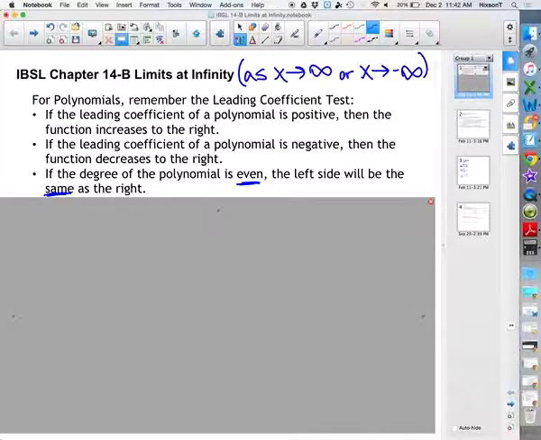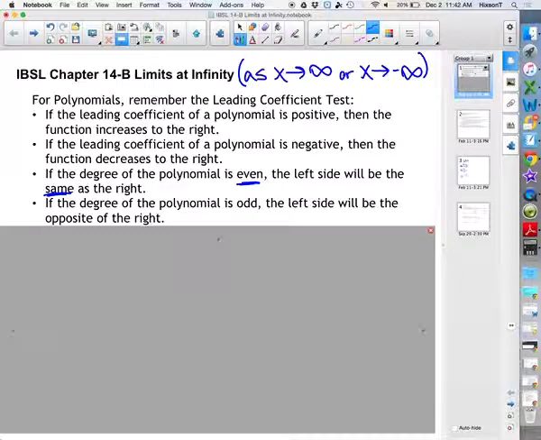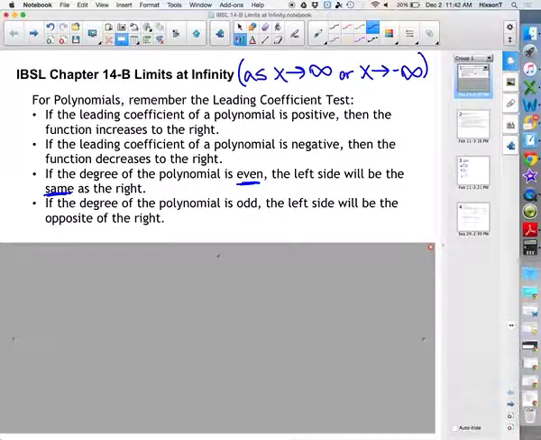Alright, so the left side will be the same as the right. If the degree is odd, things are a little odd, a little different, right? So the left side will be different, it'll be the opposite of the right side. Okay? So if it's going up on the right, it'll go down on the left, or if it's going down on the right, it'll go up on the left, if the degree is odd. Okay, and that will always be true.